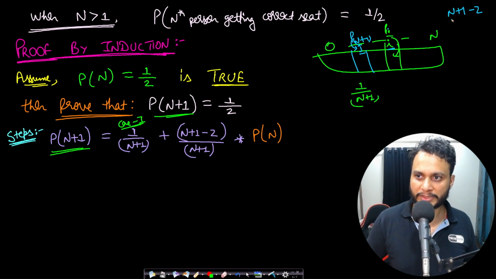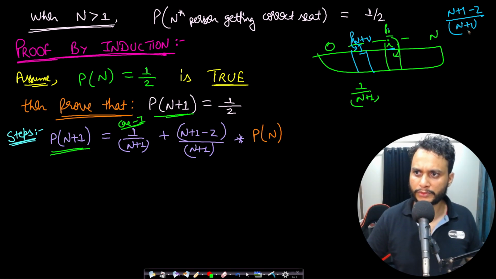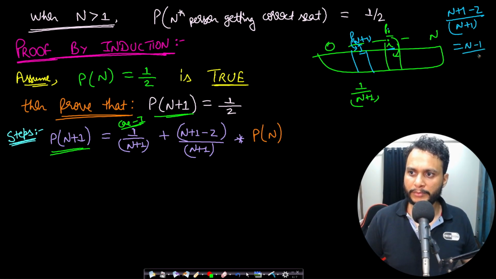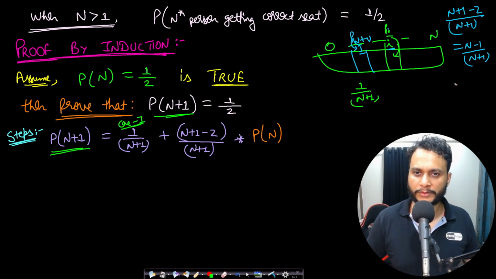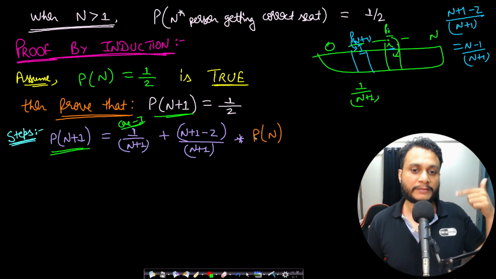So n plus 1 minus 2 by n plus 1, because you have a total of n plus 1 slots available, right? So this boils down to n minus 1 by n plus 1. Okay, now this is the assignment for the first person, and when the first person has been assigned, then you need to assign for the second person.